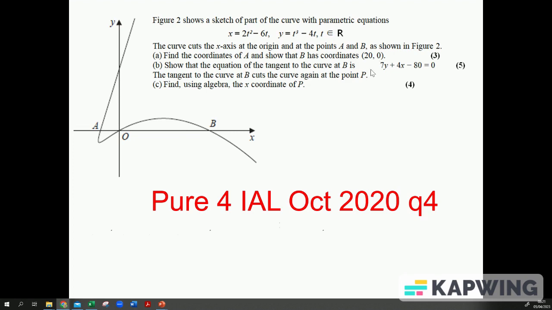We want the tangent to the curve at B, and then we're going to find out where the tangent hits the curve again. So there's going to be a tangent at B, and it's going to hit the point P up here somewhere, and we're going to find out where that is.